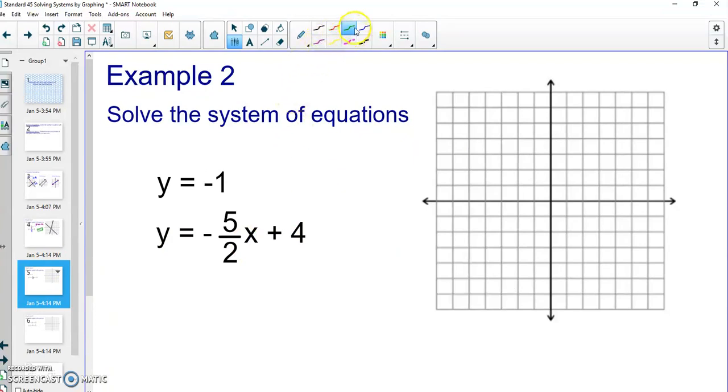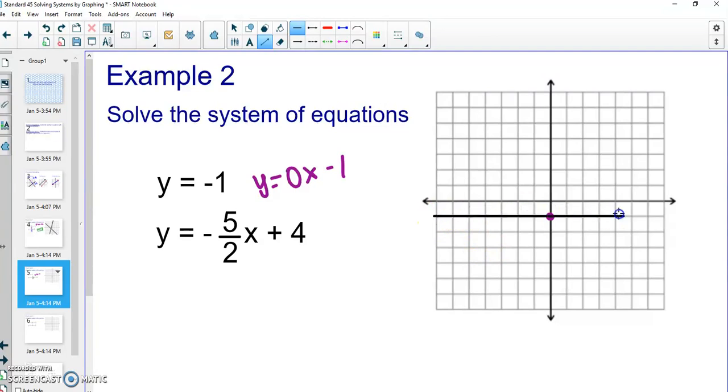Alright, example 2. Our first equation is just y equals negative 1. Remember, this is like saying y equals 0x minus 1. So this is saying we have a slope of 0. My y-intercept is negative 1, and if I have a slope of 0, that's going to give us a horizontal line. So I'm going to draw my horizontal line through negative 1.